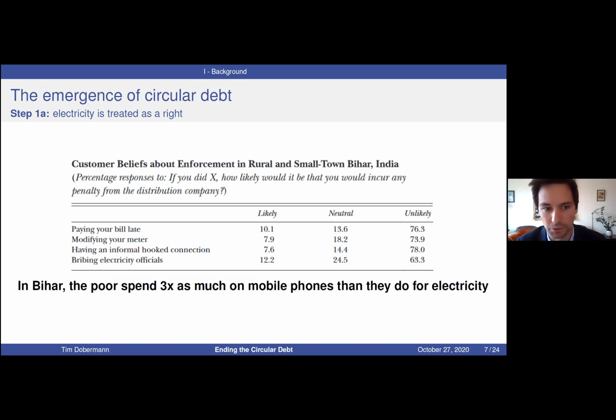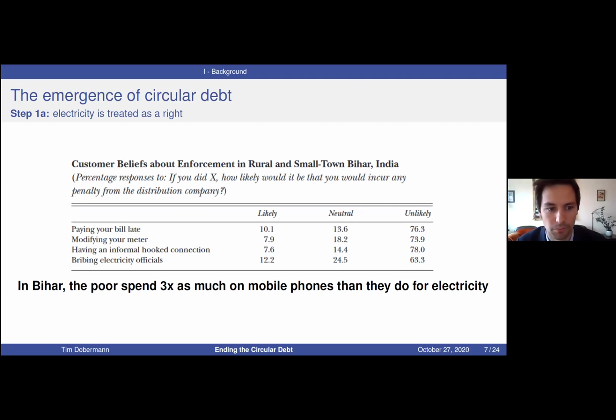So in this table, you can see a large household survey of households in Bihar, India. And you can see that the vast majority of households, and I should say these households cover rich and poor alike, think that there are no consequences, that they will get punished or penalized for paying their bill late, modifying their meter, having an informal connection, or even bribing officials.